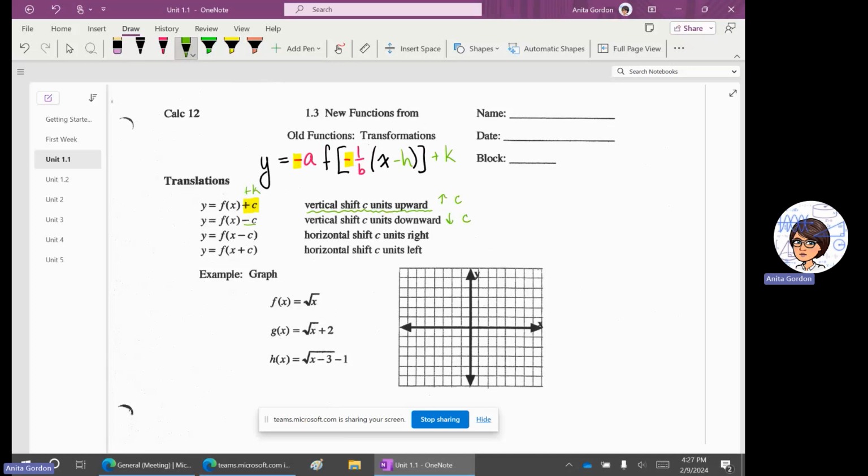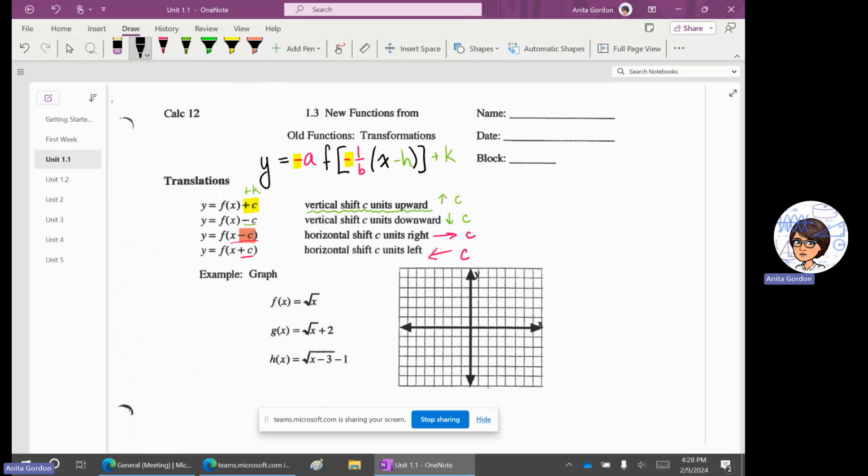When we are looking at the transformations to the x, though, if the c is next to the x on the inside of the bracket, we go in the direction opposite what we see. So here I see x minus c, so that's a positive shift. That means I'm going in the positive direction, right, c units. Similarly, if I see that it is positive, I am flipping the sign and going back or to the left, c units.